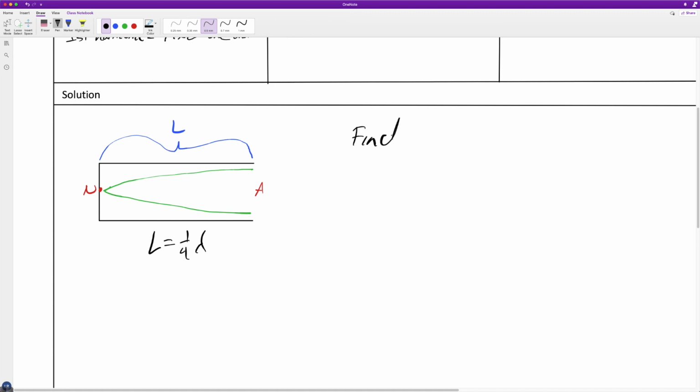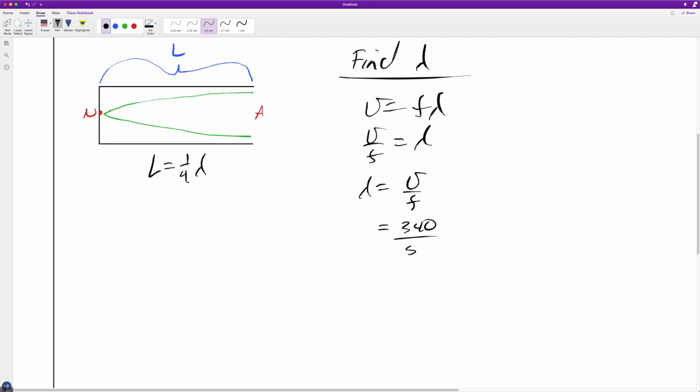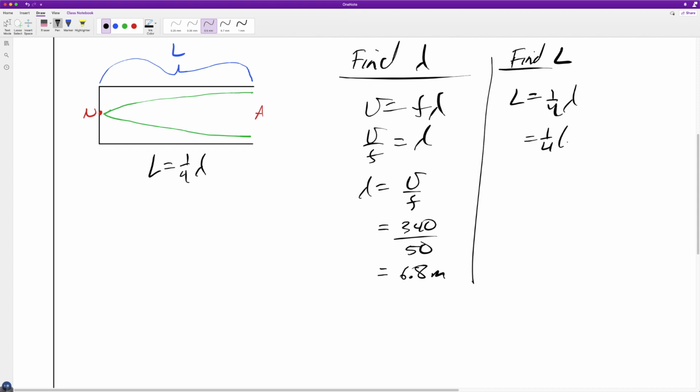So let's find lambda. V equals F lambda. Isolating for lambda, V over F is equal to lambda, or lambda is equal to V over F. Substituting in, our speed is 340, our frequency is 50. 6.8 meters is our wavelength. So now we can find our length. Length is equal to 1/4 lambda, which is equal to 1/4 of 6.8, for a grand total of 1.7 meters is the length of pipe that would be required to resonate at 50 hertz.